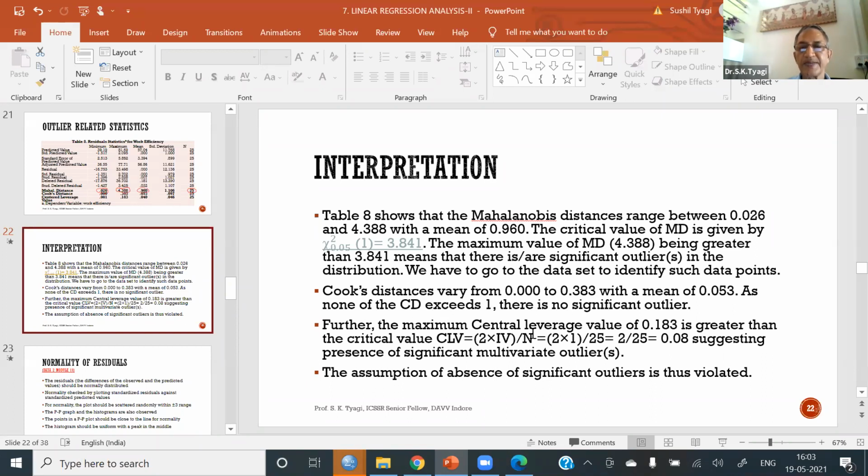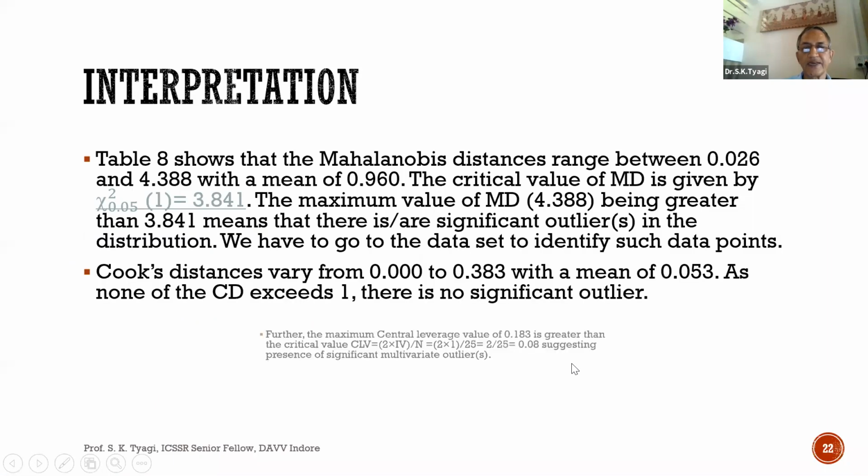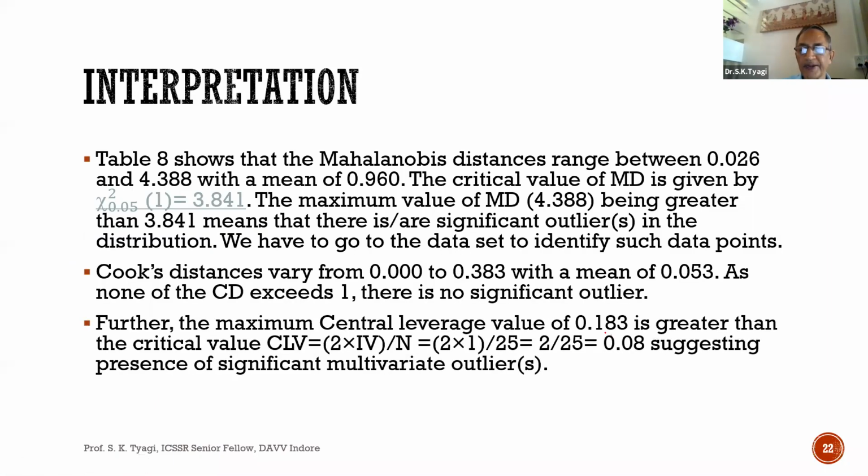As per the second, if we use Cook's distance, there is no outlier. Further, the maximum centered leverage value of 0.183 is greater than the critical value. Critical value is 2 multiplied by the number of independent variables divided by the sample size: 2 multiplied by 1 divided by 25. 2 divided by 25 is 0.08. Any value greater than 0.08 is an outlier. This is the critical value.